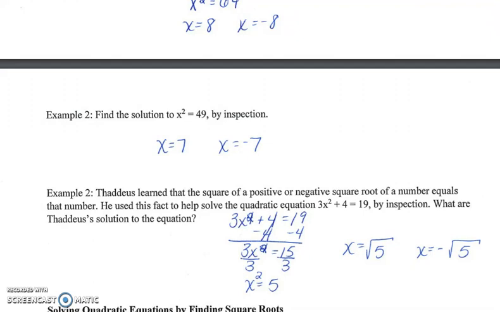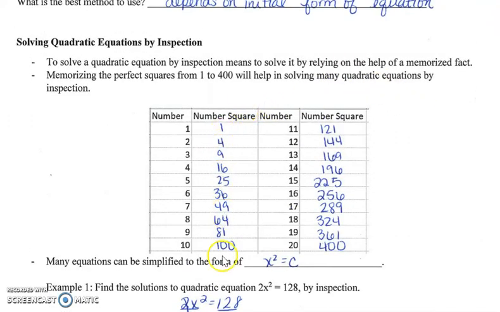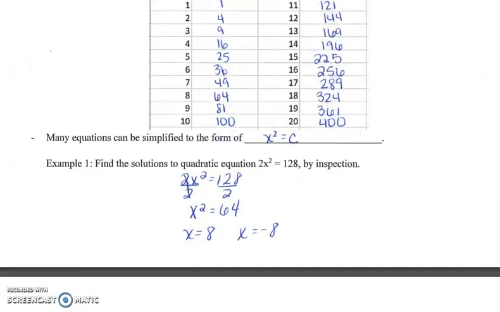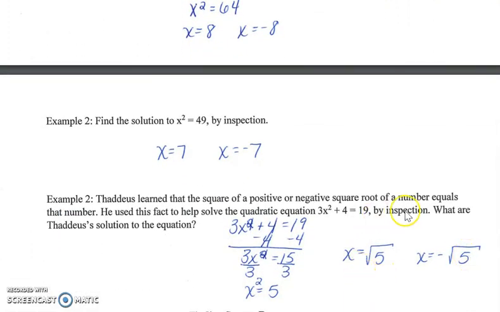This is where that new challenge comes up. 5 isn't perfect. If you go back to your table, 5 is not the square of a number. It goes from 4 and then 9. So by inspection, you know that it doesn't work out evenly. It would be a decimal value. We don't want decimal values because we want exact solutions. So x equals the square root of 5 and x equals the negative square root of 5.